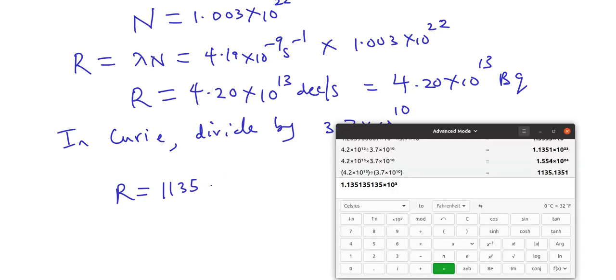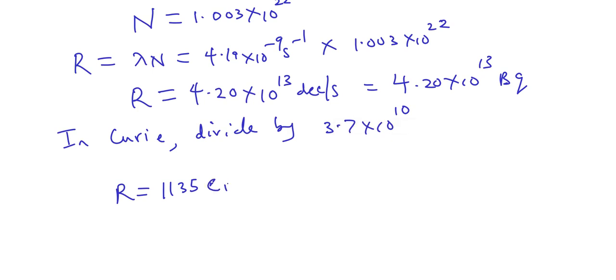approximately curie. But in the exam you can leave your answer in becquerel, or if you want to get your answer in curie, you divide by 3.7 times 10 to the power 10. All right, so this is where we stop today. See you next week.